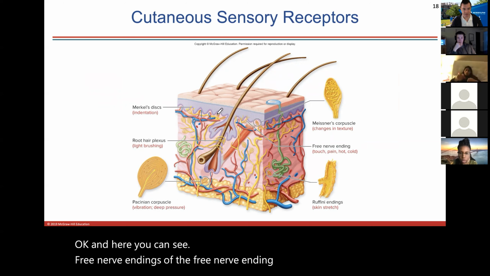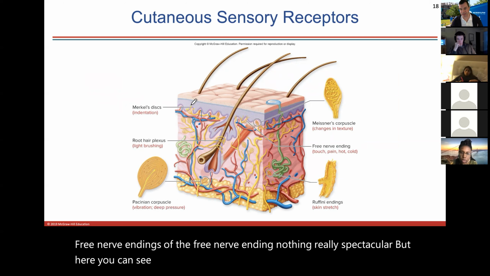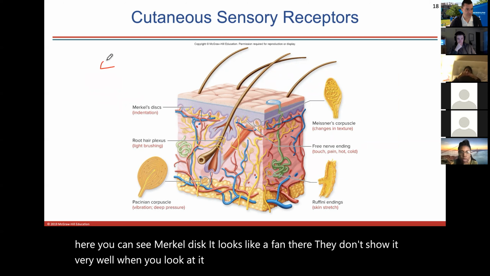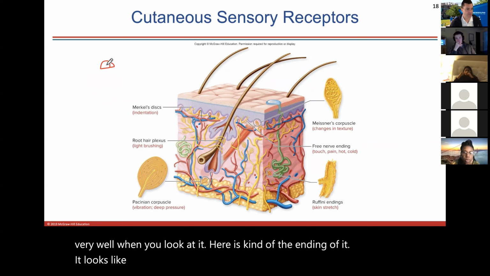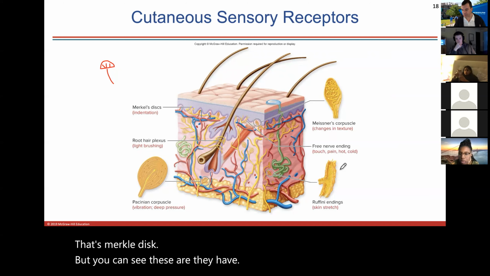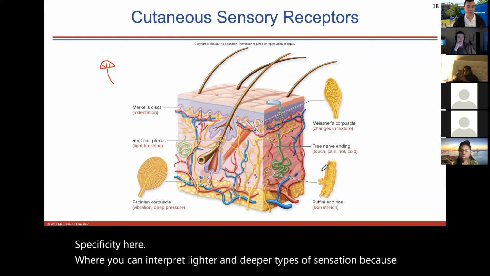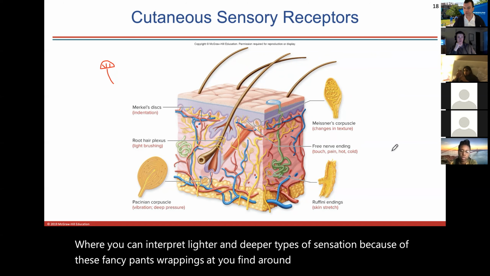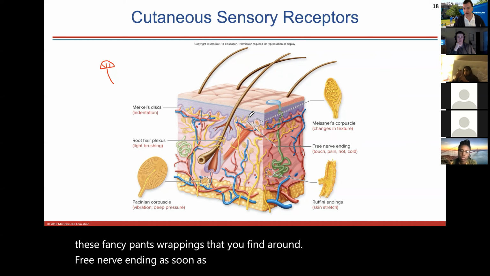Nothing really spectacular. But here you can see Merkel disc. It looks like a fan. They don't show it very well, but here's kind of the ending of it. It looks like a fan, kind of like that. That's Merkel disc. But you can see they have a wrapping around them that gives it some degree of specificity, where you can interpret lighter and deeper types of sensation because of these fancy wrappings that you find around them. Free nerve ending, as soon as somebody touches your skin, boom, it's firing.